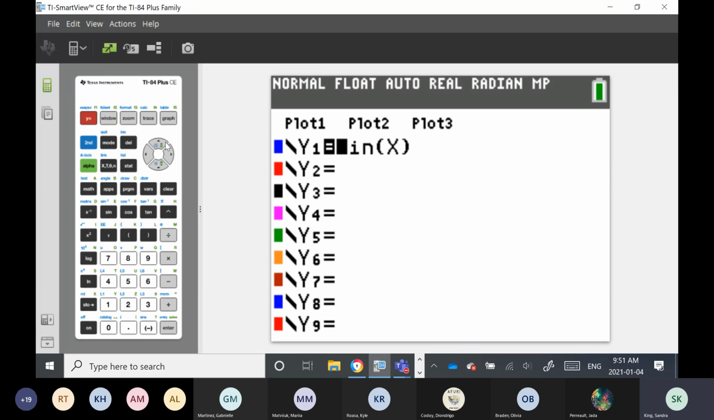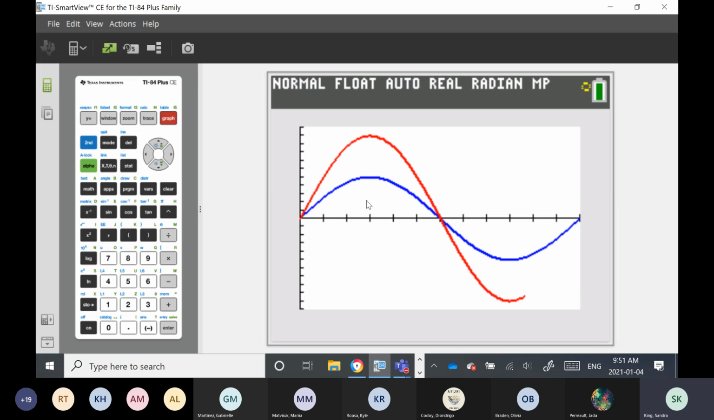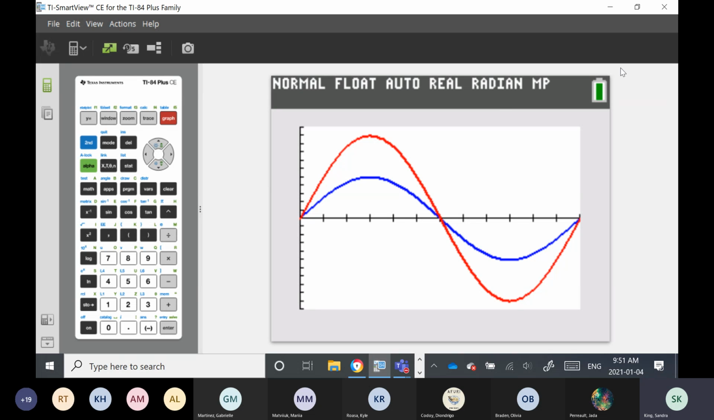If I change that 1 to a 2 sine of x, what happens to my graph? It stretches vertically by a factor of 2. So instead of my a value being 1, it was stretched up. The a value is now 2. Okay, it did not affect the period.